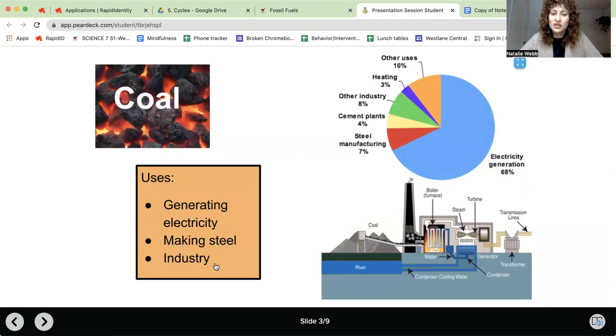Also, a big chunk of our coal goes to the process of making steel, which of course is the metal that we use for building everything, and then other types of industry. So we basically use it in power plants and factories.